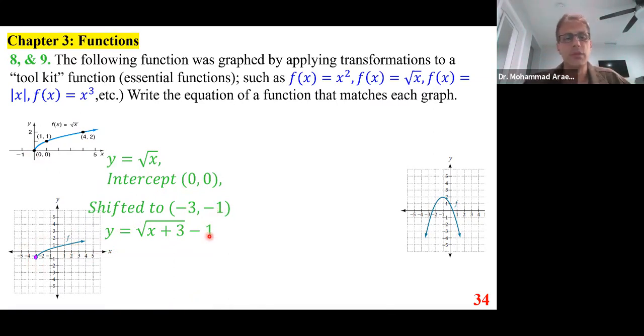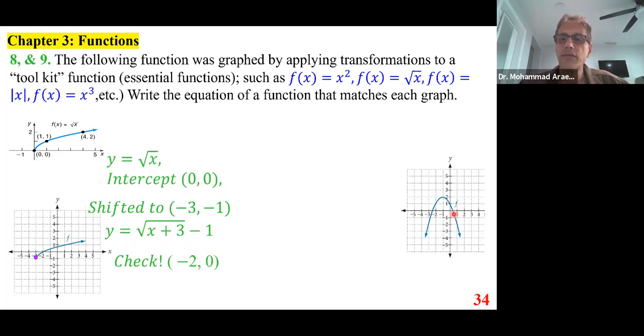So -3 shifting to the left, that means add 3, and -1, just add this -1. And you must check, because we may have an a in front. The way you check it, you pick the easiest number you can locate. So I hope you see that (-2, 0). Always go for easy numbers. If you plug in -2, with 3 you get +1, square root of that is 1, and -1 adds up to 0. You don't need anything, although you can put the a and then plug in, and make sure a is found accordingly.